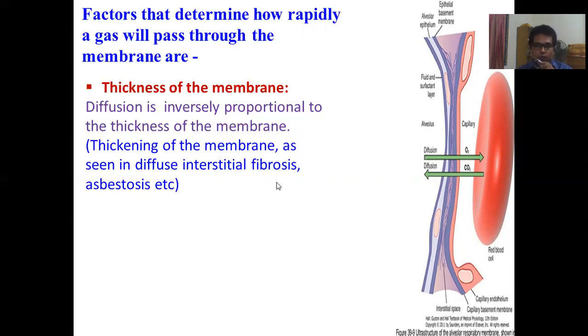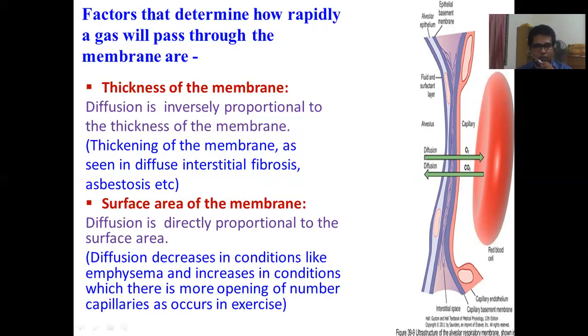Number two, the surface area of the membrane. This is so simple. If the diffusion surface area increases, diffusion will be increased. So the relationship is proportional. The diffusion is directly proportional to the surface area. Diffusion decreases in conditions like emphysema and increases in conditions in which there is a greater number of capillaries open, as occurs during exercise. That means in case of exercise, this diffusion surface area increases.